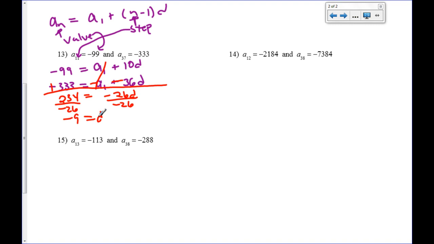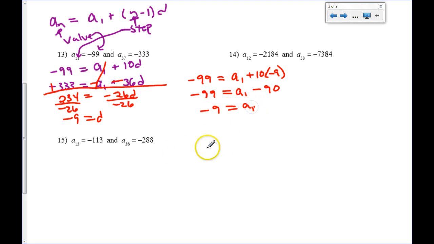Got to find our A1. So we're just going to plug it back in on one of these. So I'll say negative 99 equals A sub 1 plus 10 times negative 9. That would be negative 99 equals A sub 1 minus 90. Add 90 to both sides, and what do I get? Negative 9, once again. Okay, so what's our explicit formula? What's our A sub 1? Negative 9.